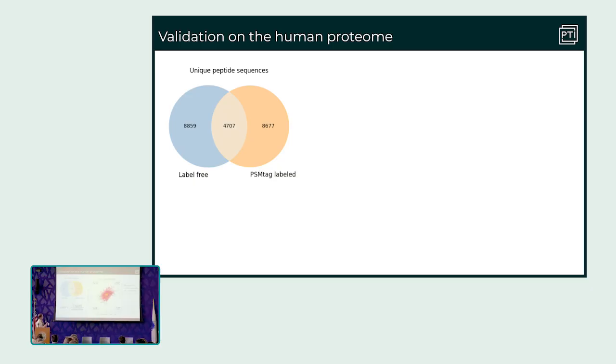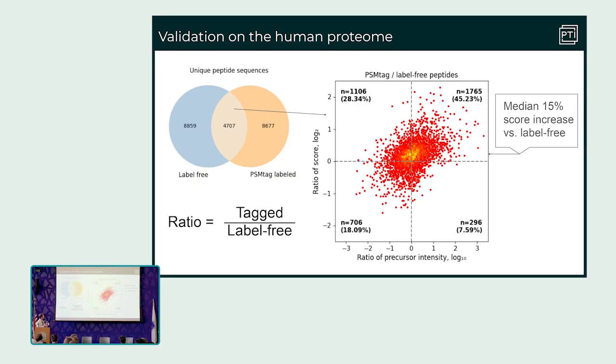And if we focus in on the intersection here, these are peptides that were identified in both a label-free and a labeled condition. So if you take this intersection, we can begin to evaluate in a more systematic way whether the score performance that we saw with our two original model peptides that we used to select this compound actually translates to a larger set of peptides from the human proteome. So each of the points in this scatter plot corresponds to one unique peptide species that was seen in both label-free and tag.